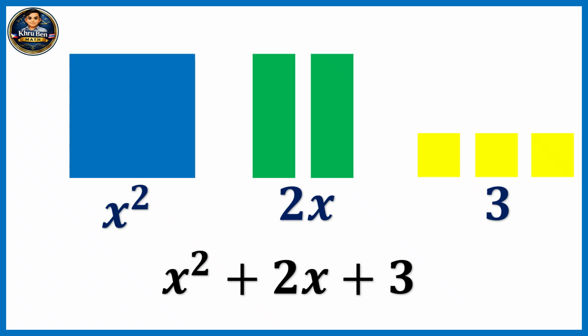Now that we understand what each tile represents, we are ready to use them for factoring. In the next part, we will learn how to arrange the tiles into a rectangle and use the dimensions of that rectangle to find the factors. Let's see how this works.